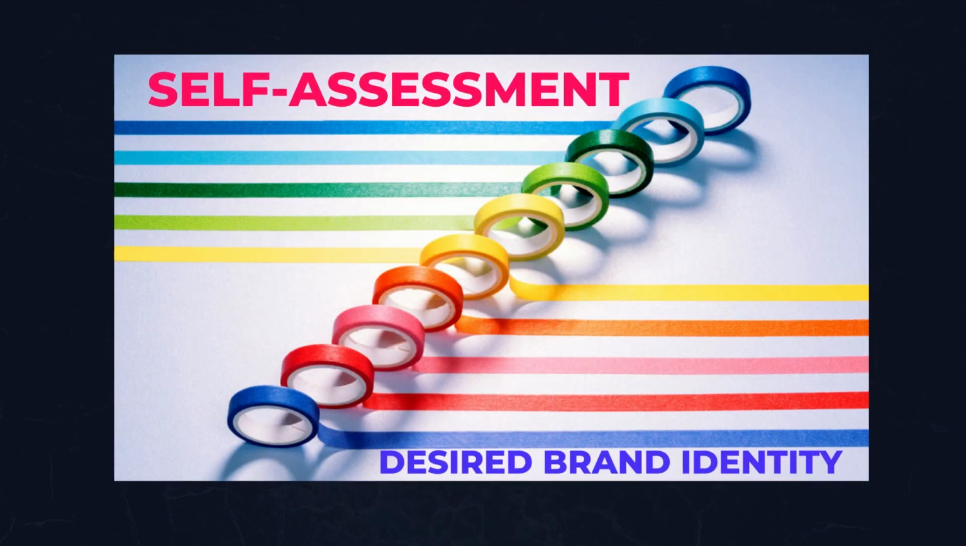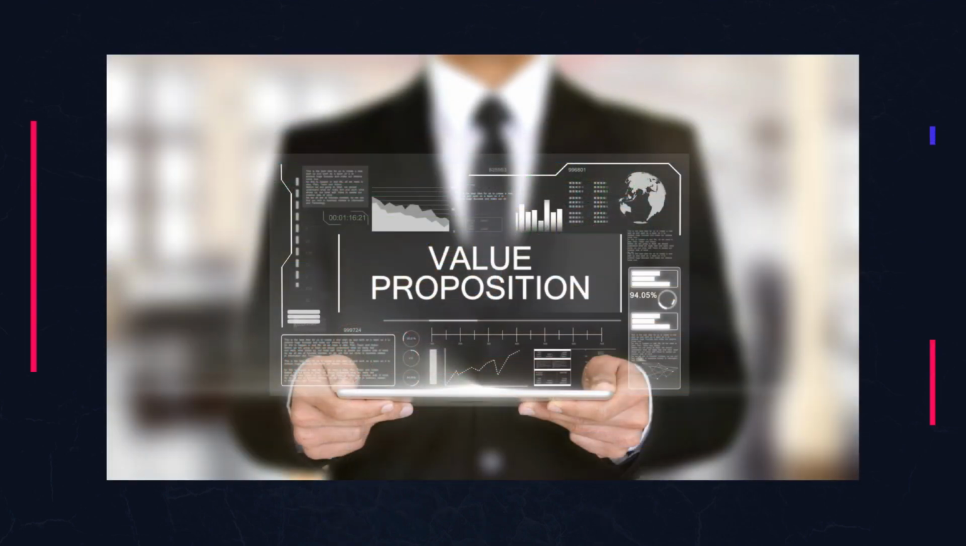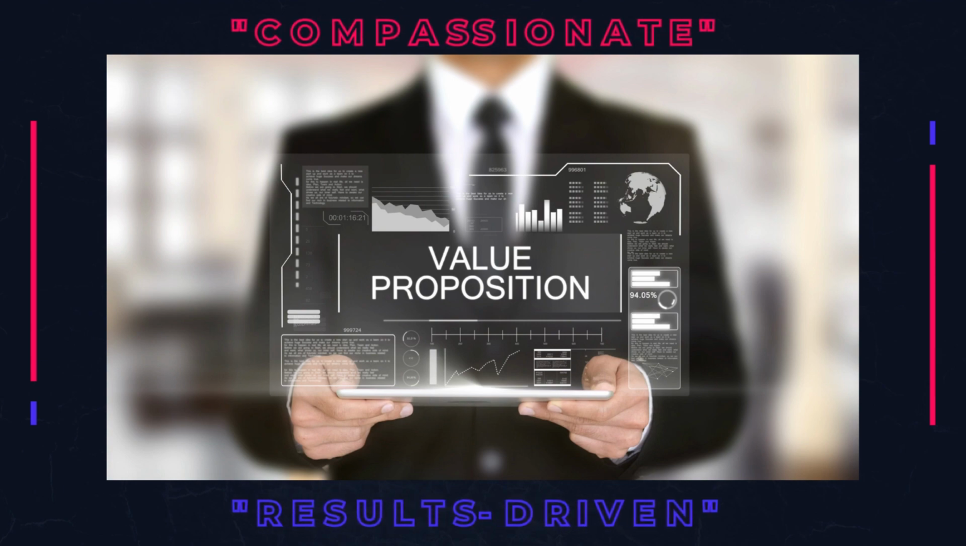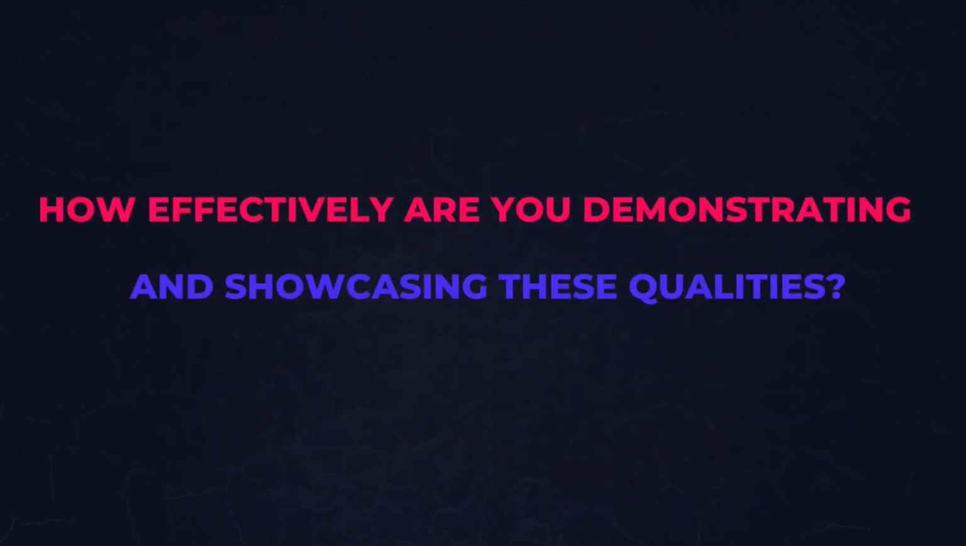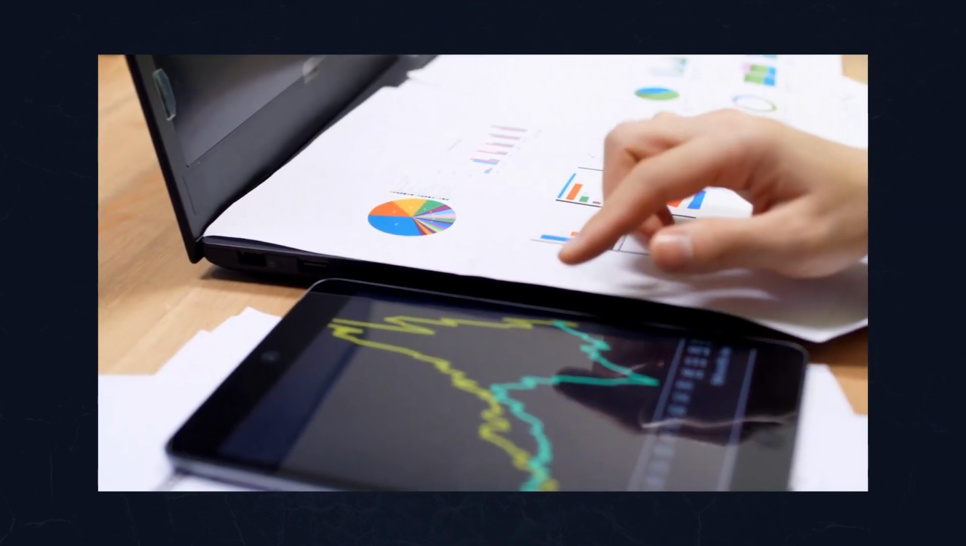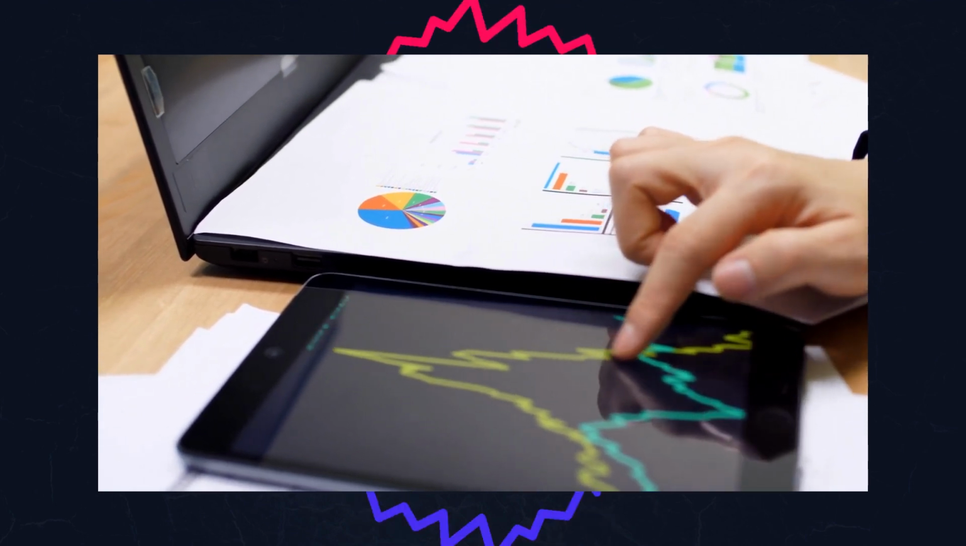Next, determine whether your self-assessment aligns with your desired brand identity. For example, if your personal value proposition is based on being a strong, warm, empathetic leader capable of delivering results, you'll want to see words like compassionate and results-driven. How effectively are you demonstrating and showcasing these qualities? Another valuable exercise is conducting market research to determine if your perception of your image aligns with that of others.